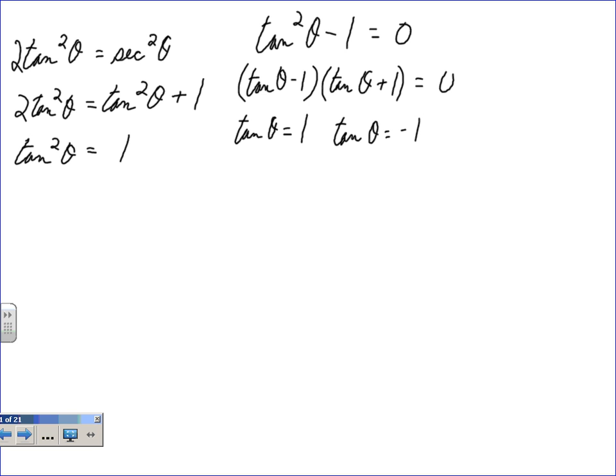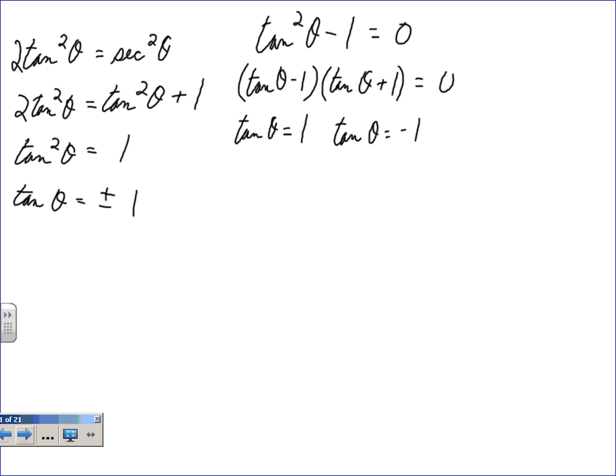Let's take this problem and square root both sides. If I take the square root of tangent squared, I'm going to get tangent. And taking the square root of the right side, what do I get? Plus or minus 1. Remember, taking the square root of both sides of an equation. So I've got tangent theta equals 1 or negative 1 here. I've got the same answer here. So either way is okay.